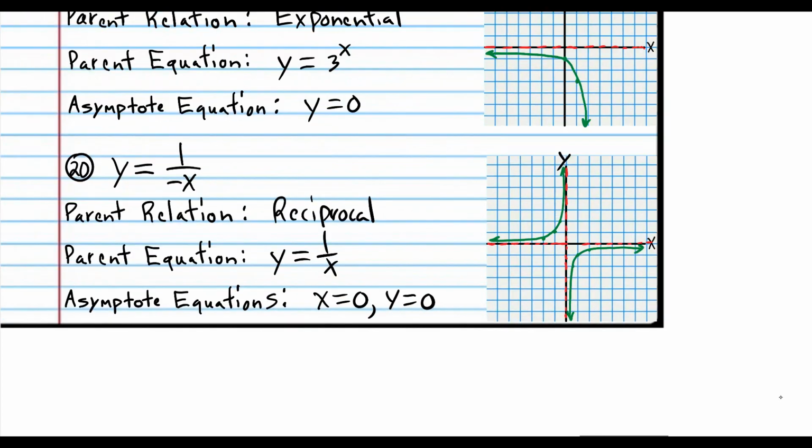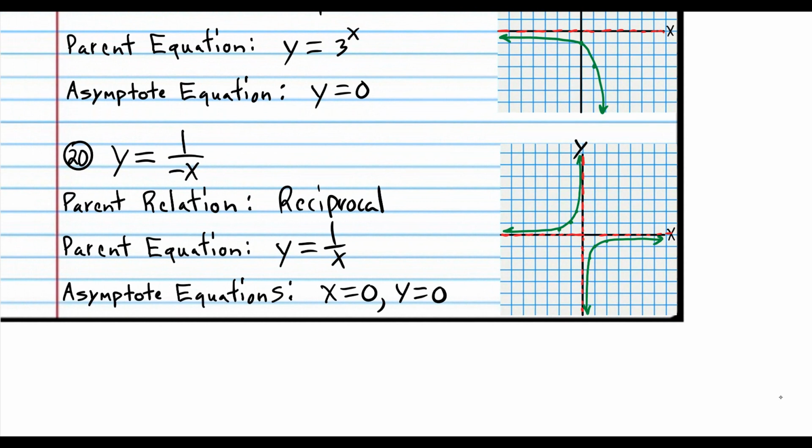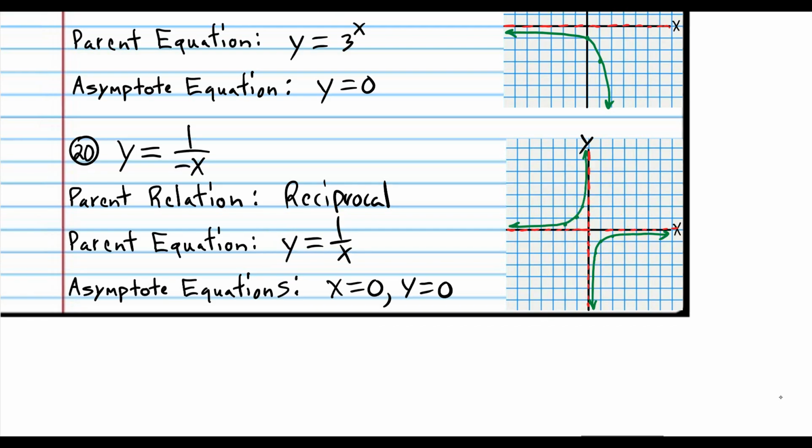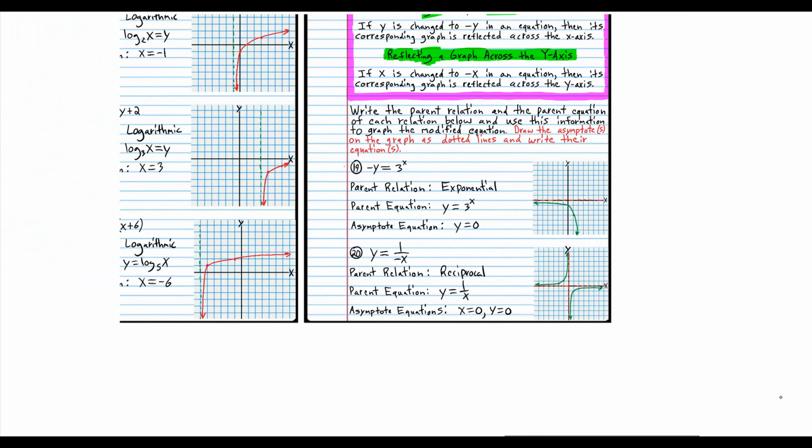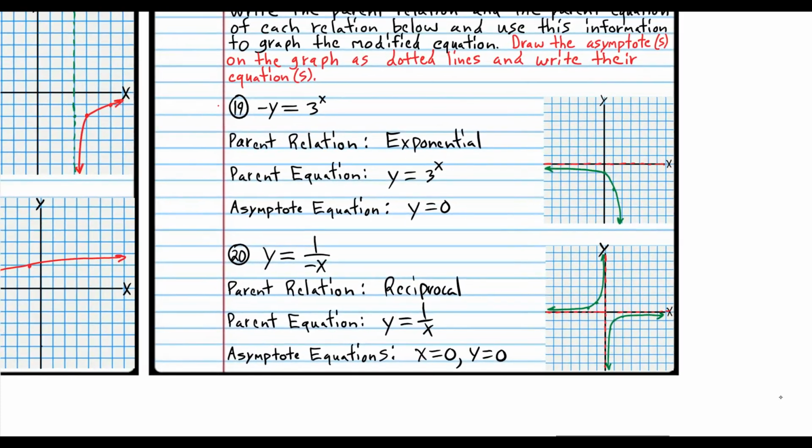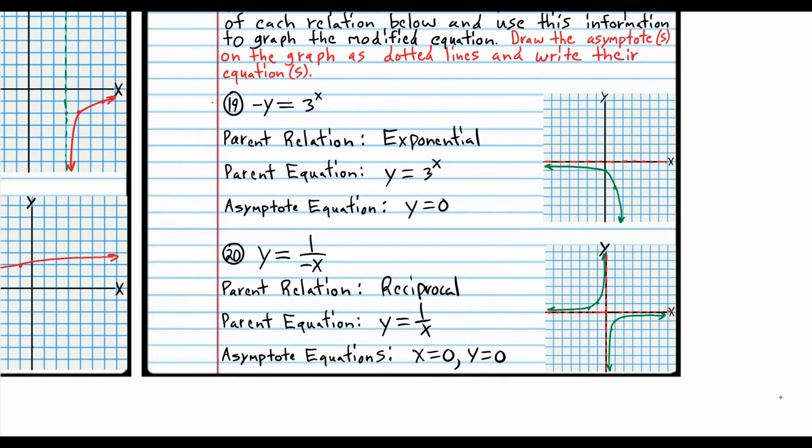Now, it's important to understand, I guess, that if you reflect the parent graph across the x-axis, you'll actually get the same shape. That's a characteristic of this particular relation, but you can figure that out if you attempt that.